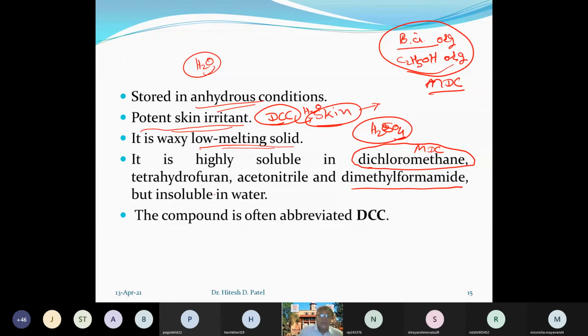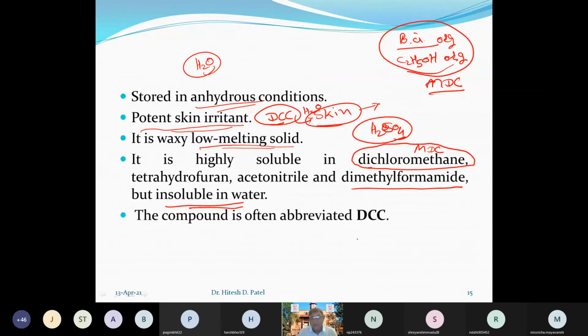This compound, DCC, is insoluble in water, but it has a tendency to absorb water. So don't get confused that having a tendency to absorb water means it is soluble. No, it is insoluble, but has a tendency to absorb water. How it absorbs water, I will explain via reaction.